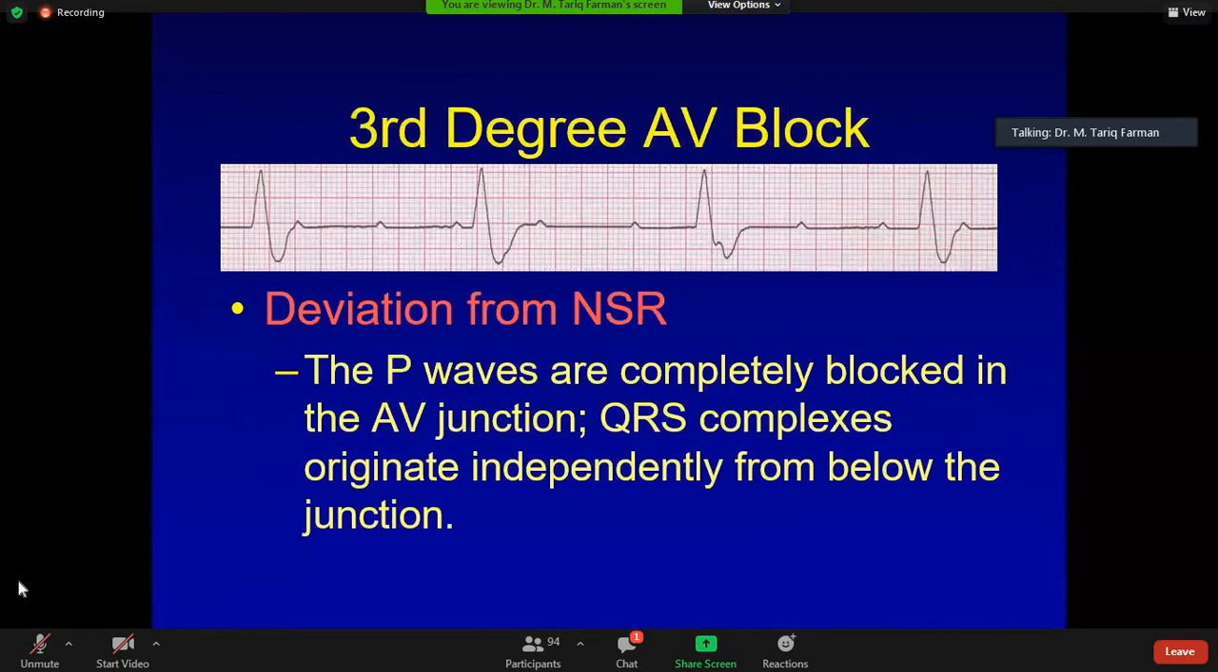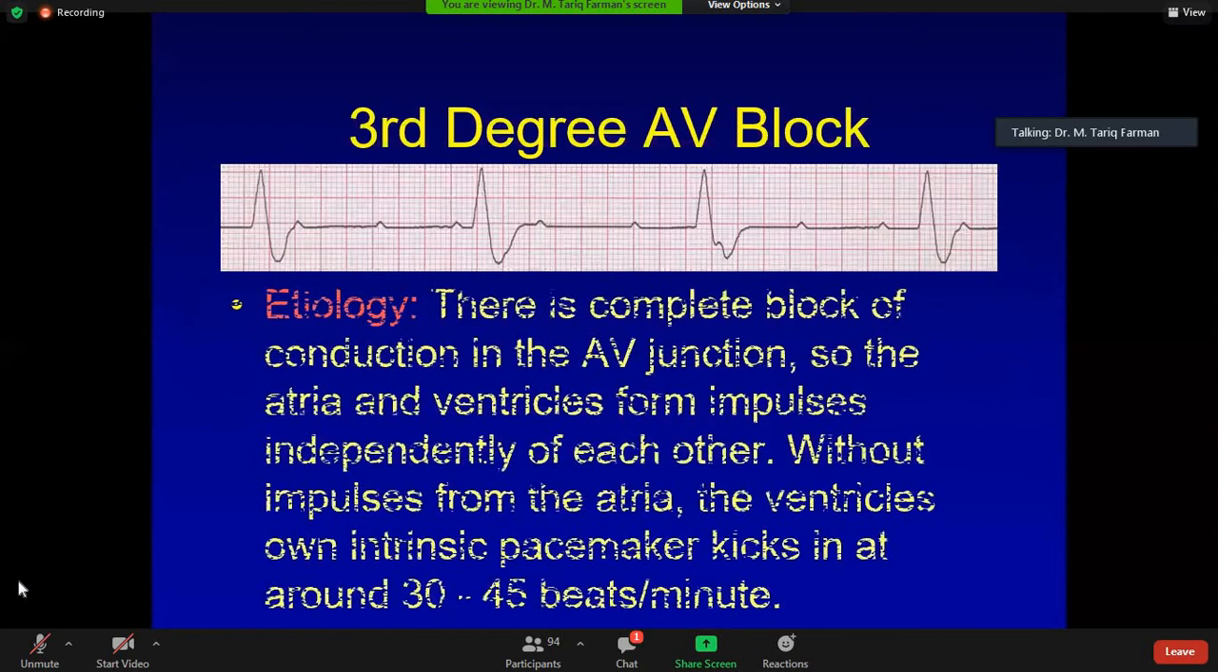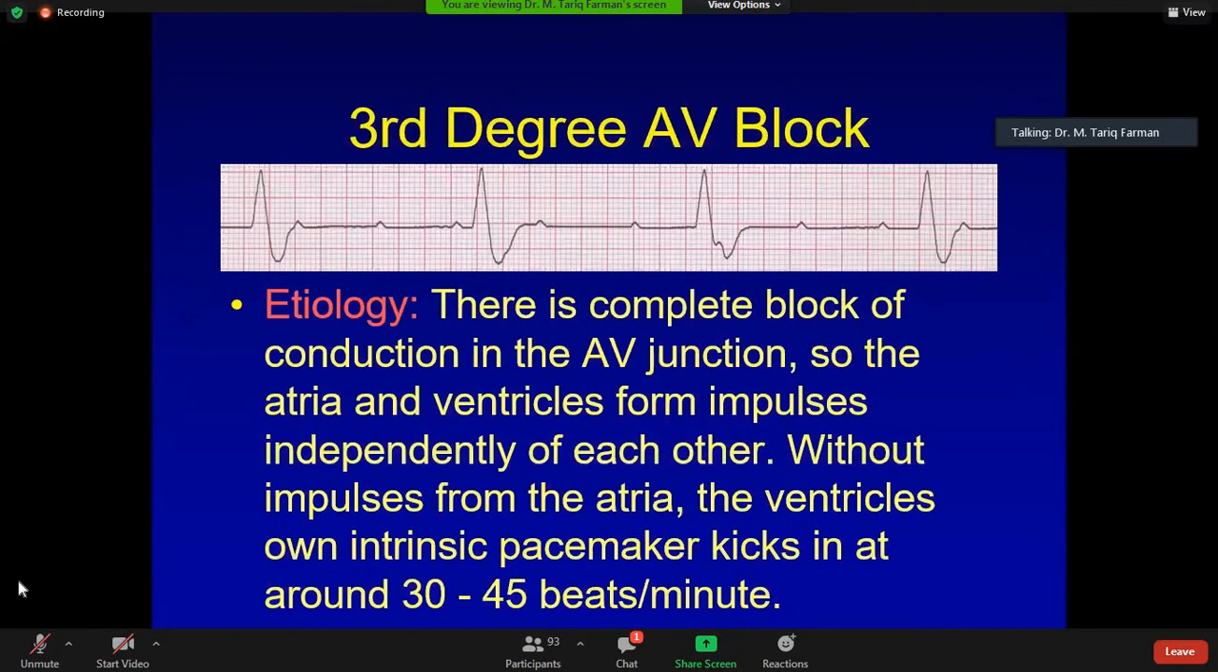And if the ventricle has its own rate, it's called escape rhythm, because every P wave is buried, it's blocked inside the AV node, and there's no way to go inside the ventricle. So the ventricle has to generate its own rate, and it's called escape rhythm. There's complete block of conduction in the AV junction, so the atria and ventricles form impulses independently of each other, without impulses from the atria. The ventricle's own intrinsic pacemaker kicks in at around 30 to 45 beats per minute.